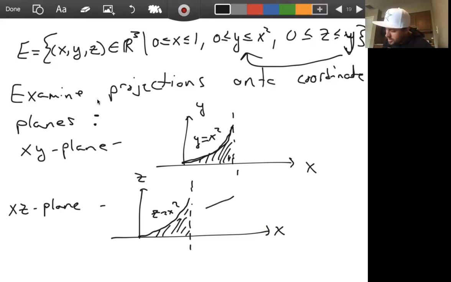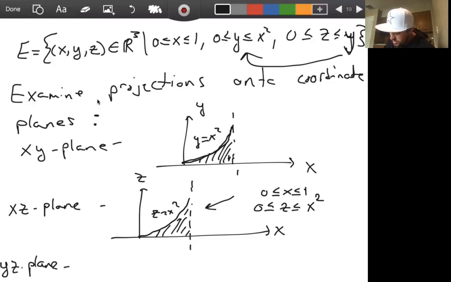So for this region here, we have that x is between 0 and 1, and then z is between 0 and x squared. And then what about the yz plane here? Kind of drawing it a little smaller, just so it can all be on one page.